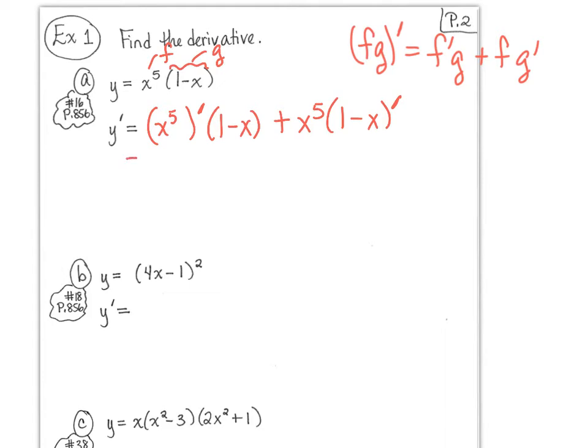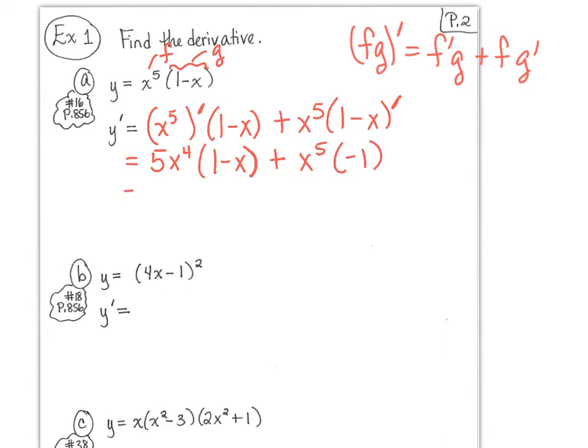This is equal to, what's the derivative of x to the fifth? Come on, derivative experts. What's the derivative of x to the fifth? 5x to the 4th. There you go. So we have 5x to the 4th times the quantity 1 minus x, that should be a parentheses, there, plus x to the 5th. What's the derivative of 1 minus x? -1. Good. So multiply that by -1.